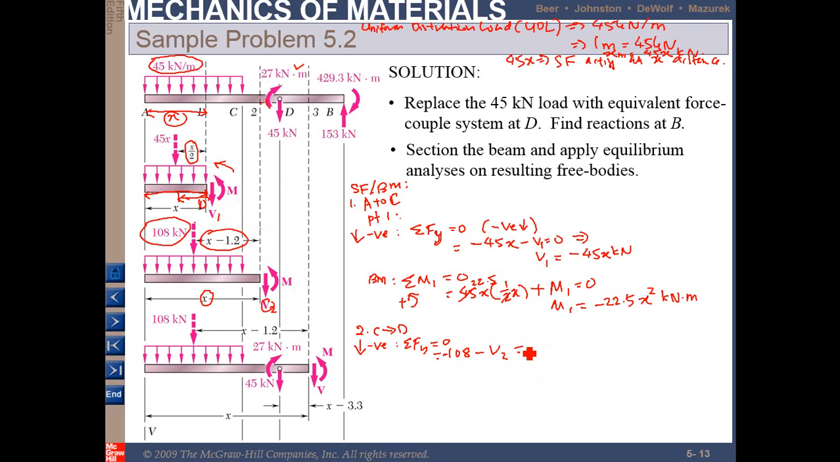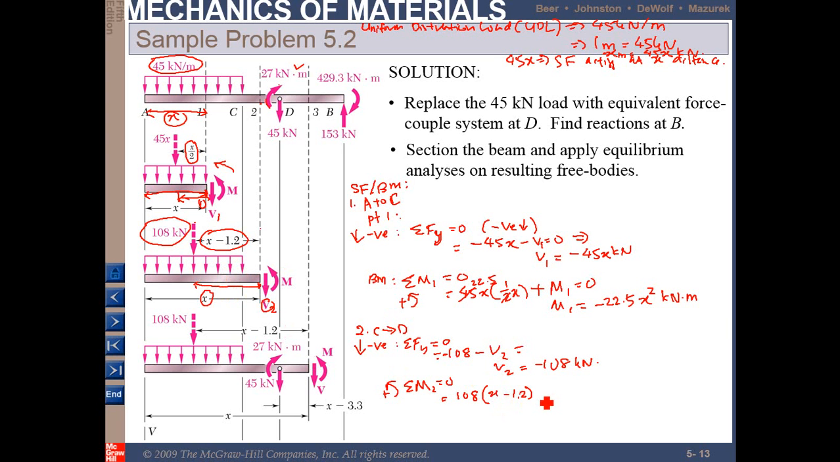So you get V2 is equal to minus 108 kilonewton. And then the summation of all moment at point 2 is also equal to 0. And if you consider this as positive, so moment at point 2 here is equal to 108, because this is positive, times the distance, which is from here to here, and the distance is x minus 1.2.